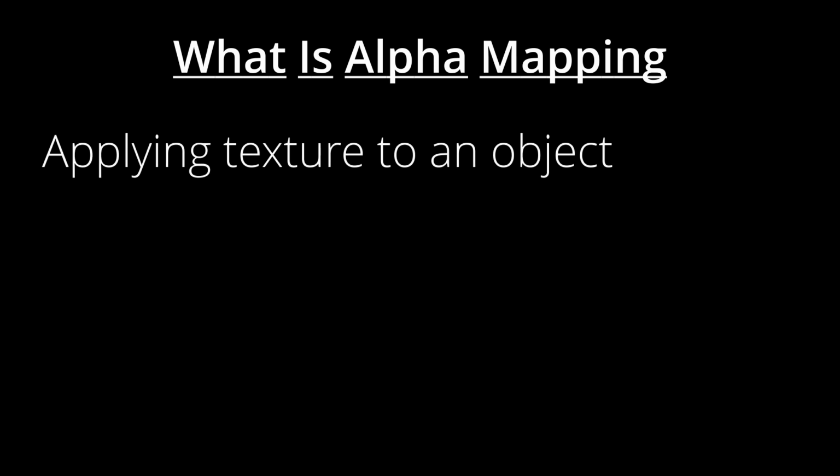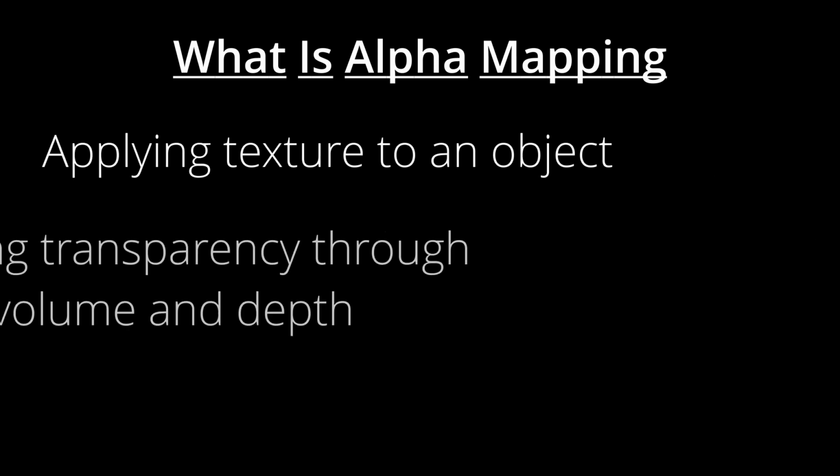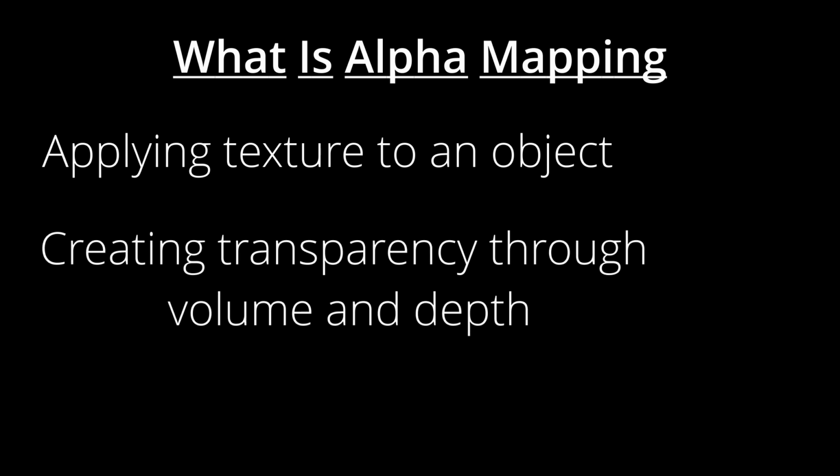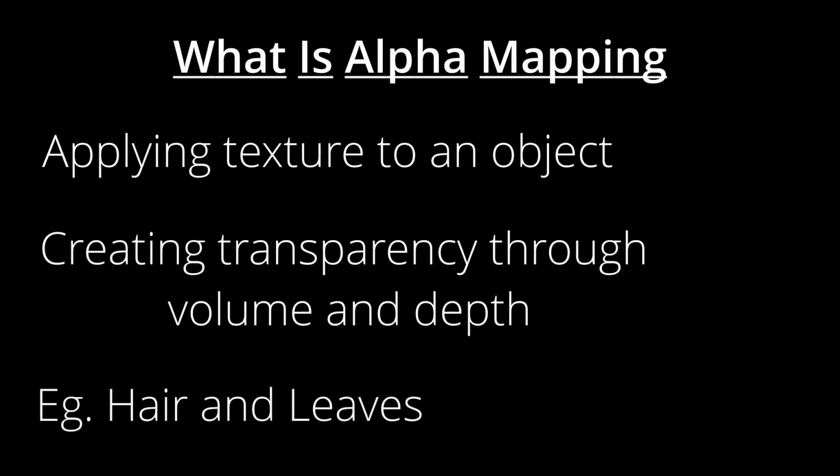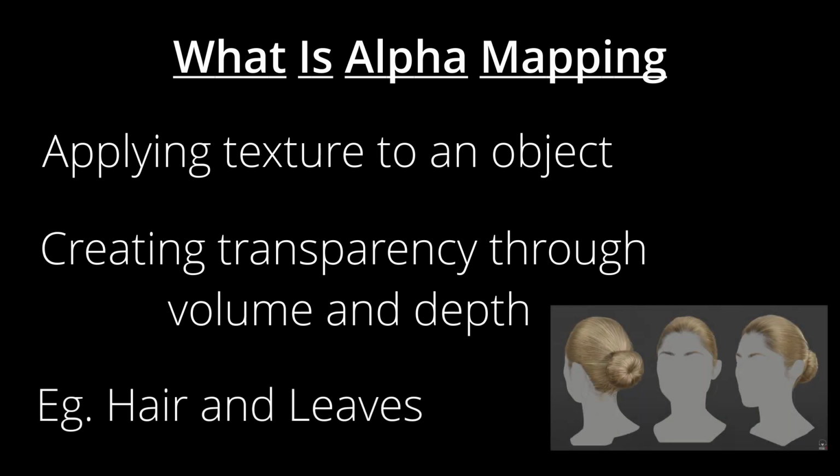Firstly, we will be looking at what alpha mapping is. Alpha mapping is applying a texture to a 3D generated object to create transparency. Transparency being how well you can see through an object or how opaque it is. This allows artists to create depth and volume with ease and allows further detail to be added to a model without actually modeling it. For example, artists use this process to easily generate hair and leaves.